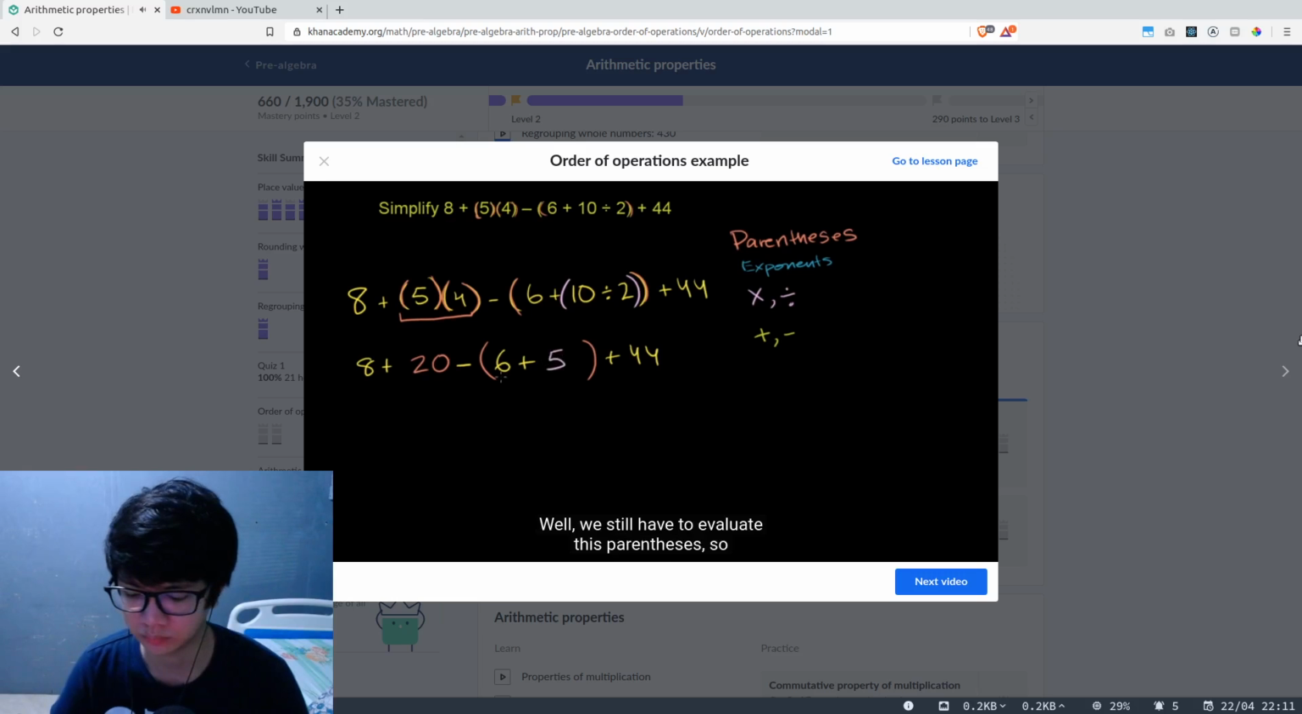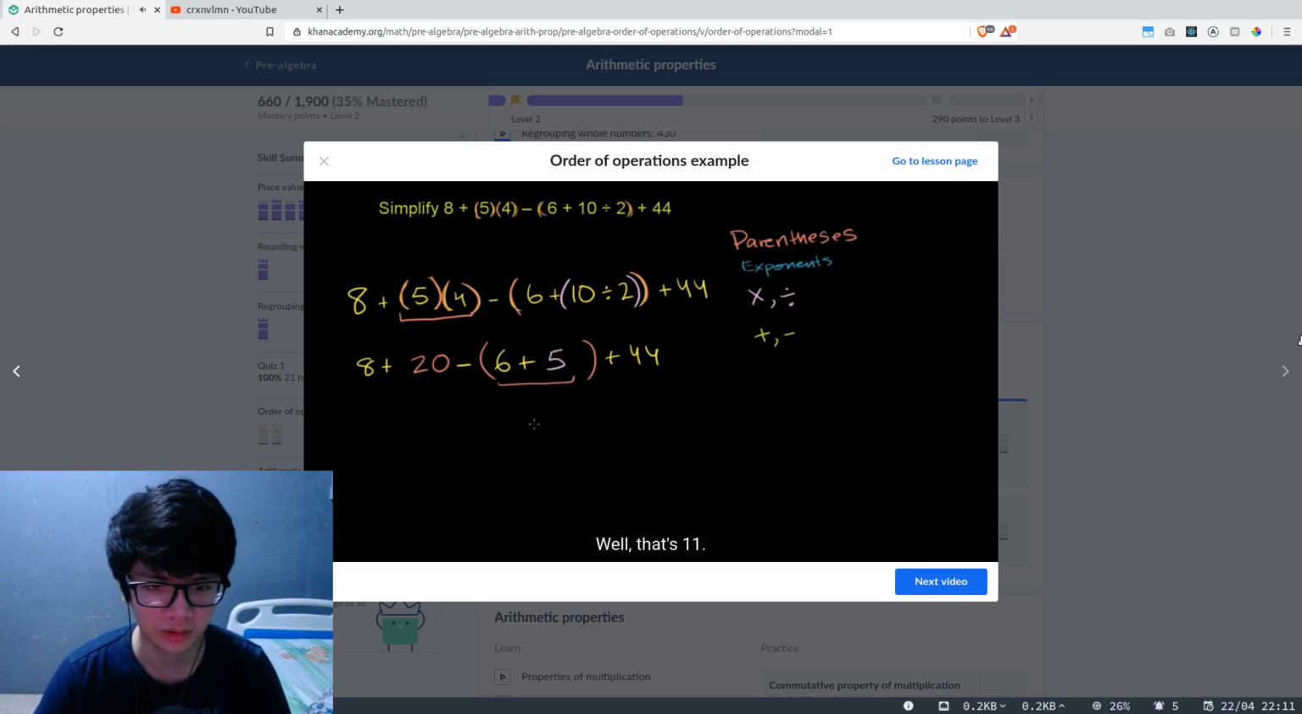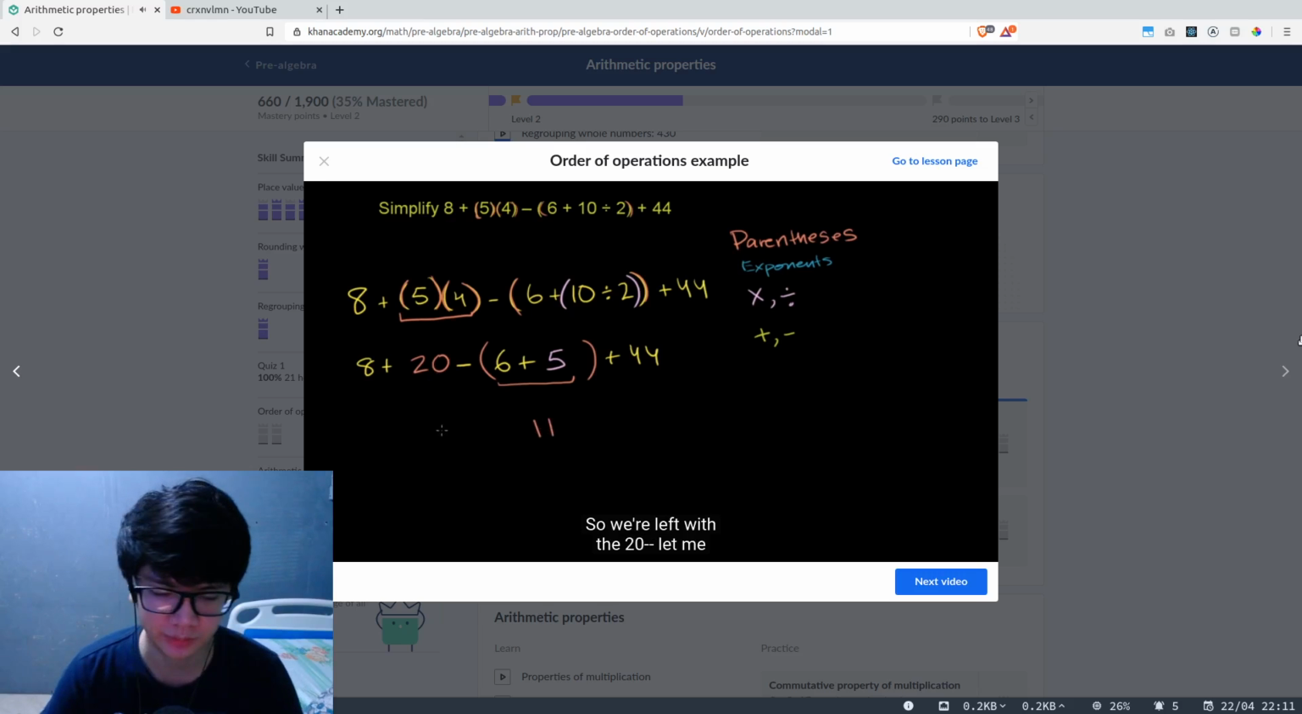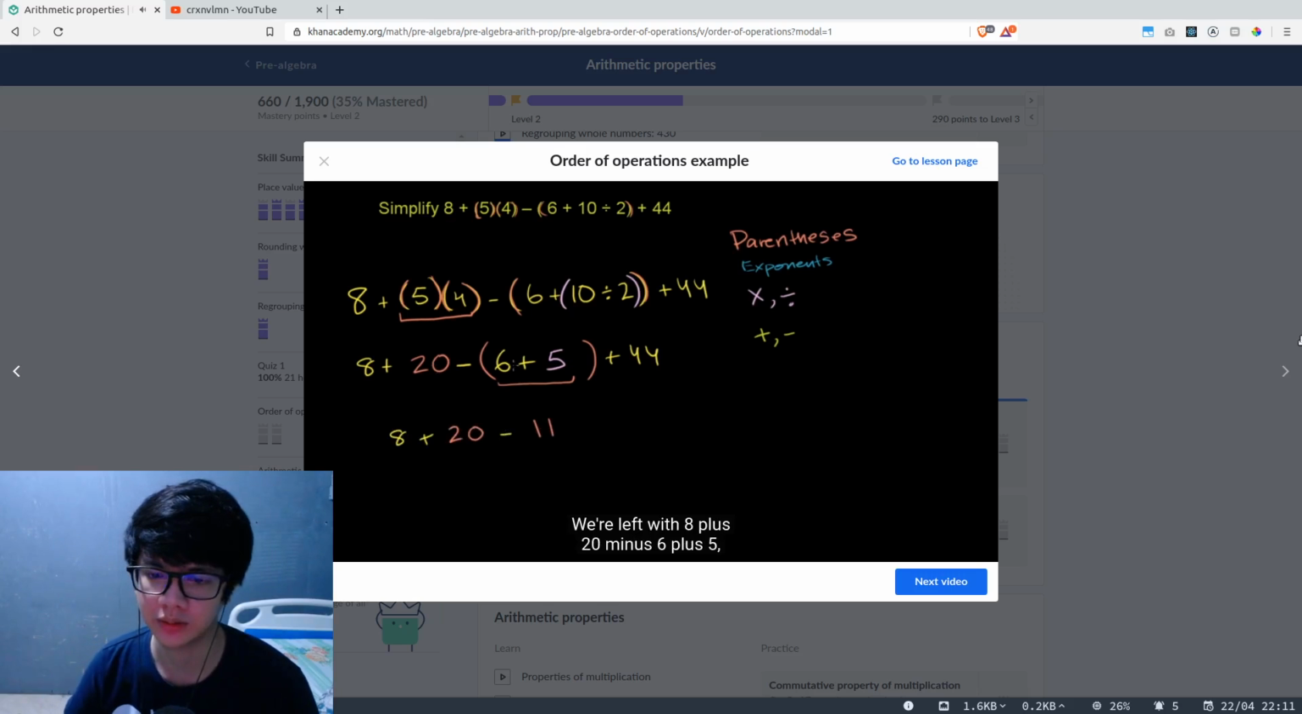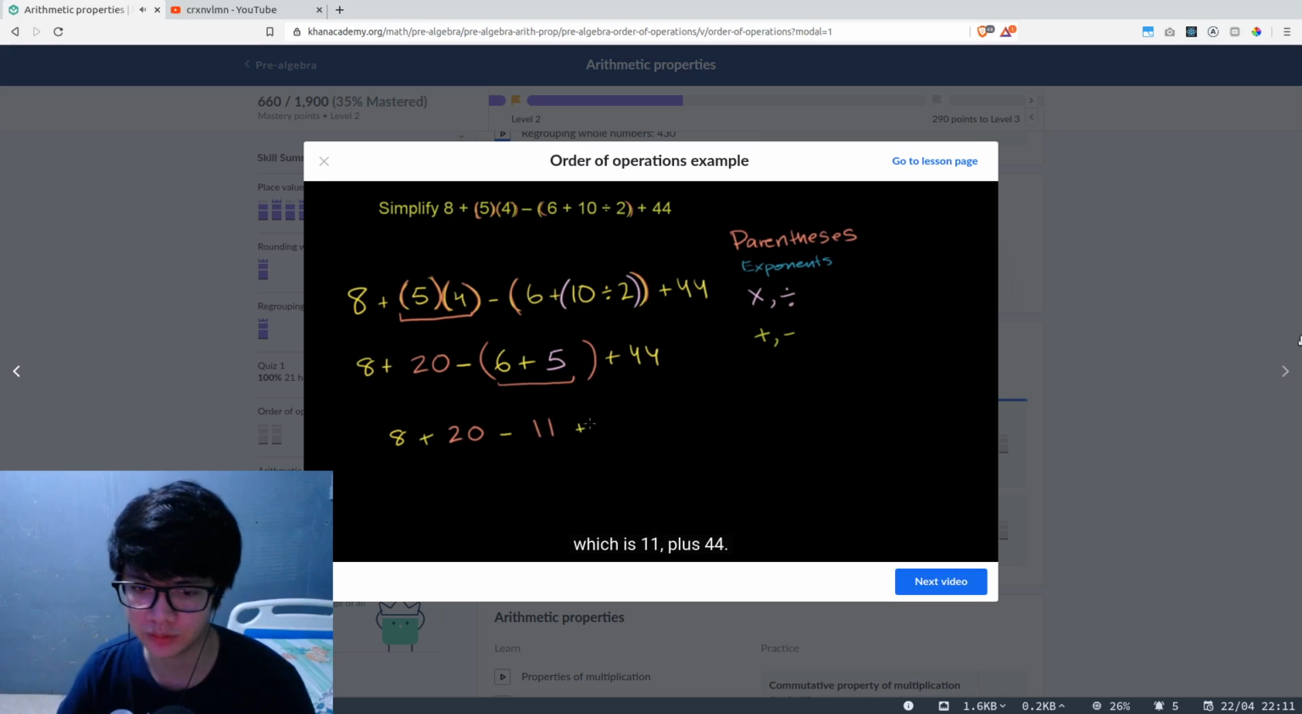6 plus 5. Well, we still have to evaluate this parentheses. So this results with 6 plus 5. Well, that's 11. So we're left with 20. Let me write it all down again. We're left with 8 plus 20 minus 6 plus 5, which is 11, plus 44.